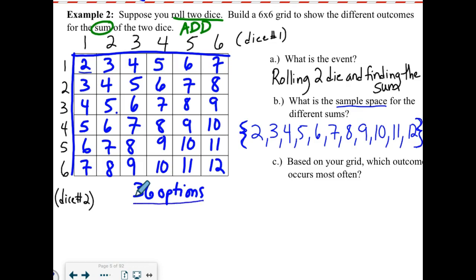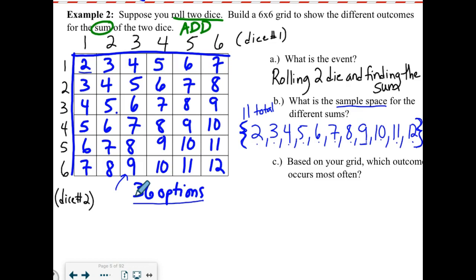So 36 in the table. But how many options do we actually have here? 1, 2, 3, 4, 5, 6, 7, 8, 9, 10, 11. There's only 11. How come it's different than 36? Well, you'll notice that we did not list repeats. Even though 3 is in the table twice, I didn't write it down twice for my sample space. So when you write a sample space, you don't have to put repeats in there.